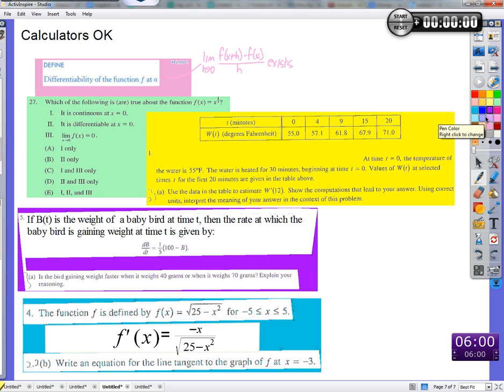Okay. So let's take a look. The limit as h approaches 0 of (x plus h) to the 1/3 minus x to the 1/3 over h. That'll be the 1/6. No, 2/6. 2/3. That'd be x to the second.